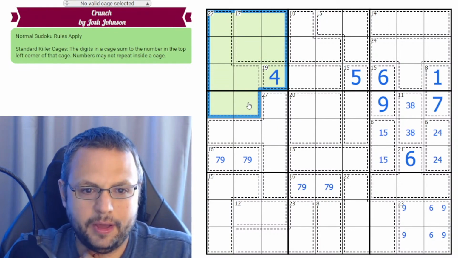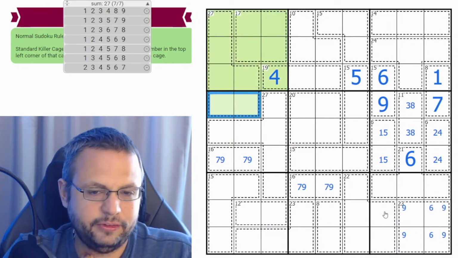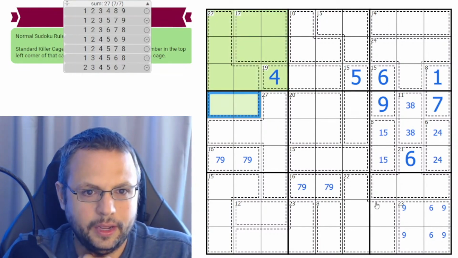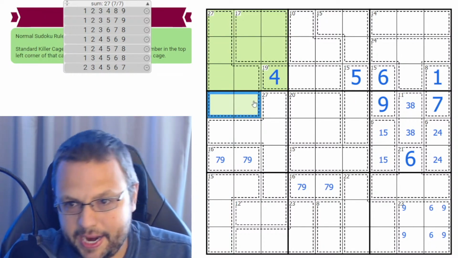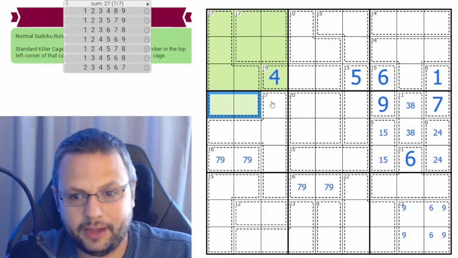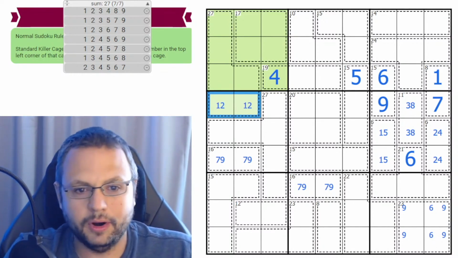Okay, so the sum of green is 48. So what is the sum of these two cells? So the sum of these two cells is 3. So these two cells sum to 3, and now I can use my sort of minimizing logic earlier. 3 is only going to work as 1, 2.